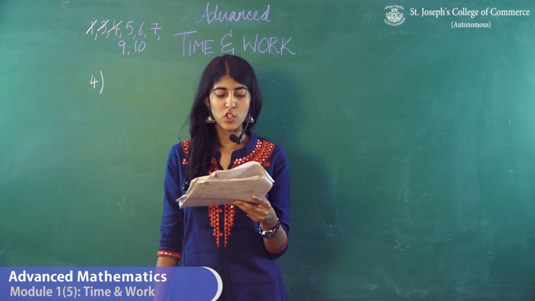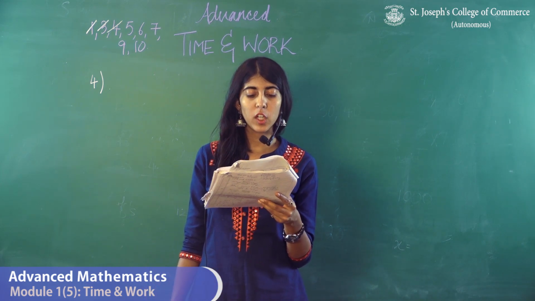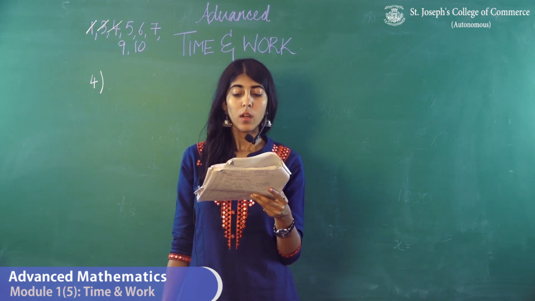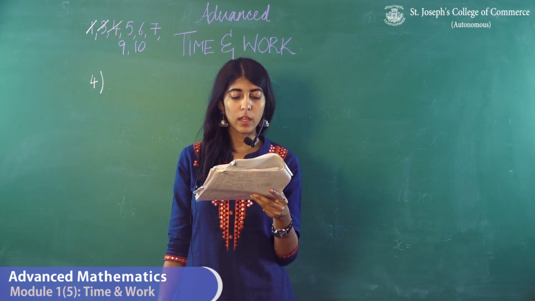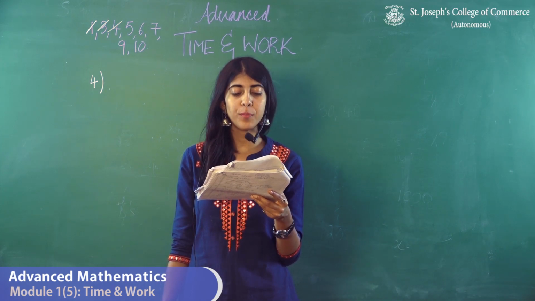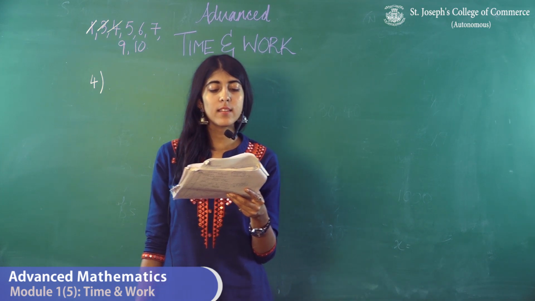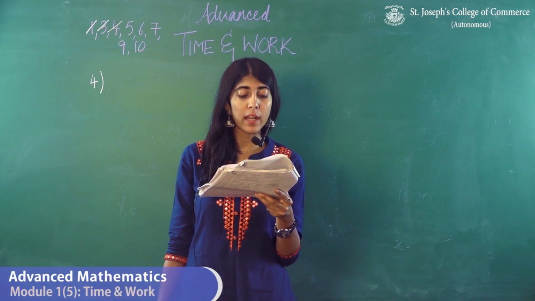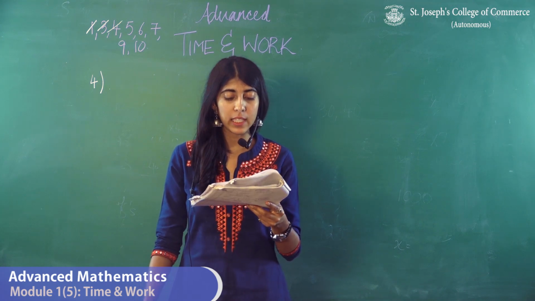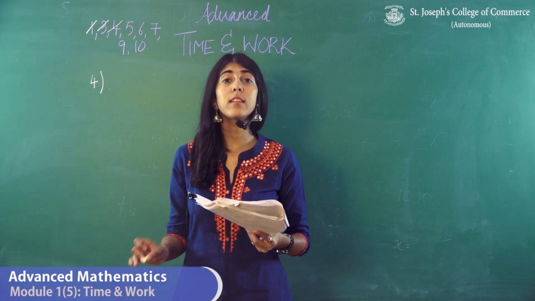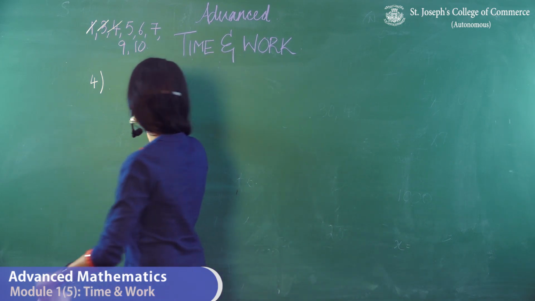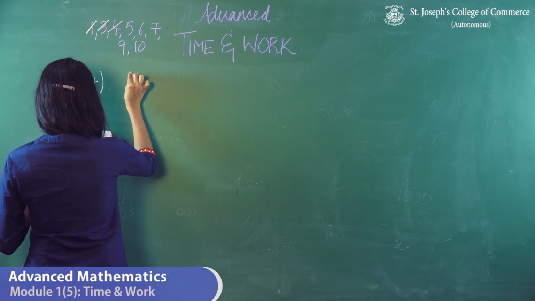Moving on to the fourth question. A can do a piece of work in 8 hours while B alone can do it in 12 hours. Both A and B working together can finish the work in how many hours? This is similar to the previous question, except that in this case, we need to find how much time they take if they work together. This is in terms of hours, so you need to find the 1 hour basis. So let's try writing what we know from the question.